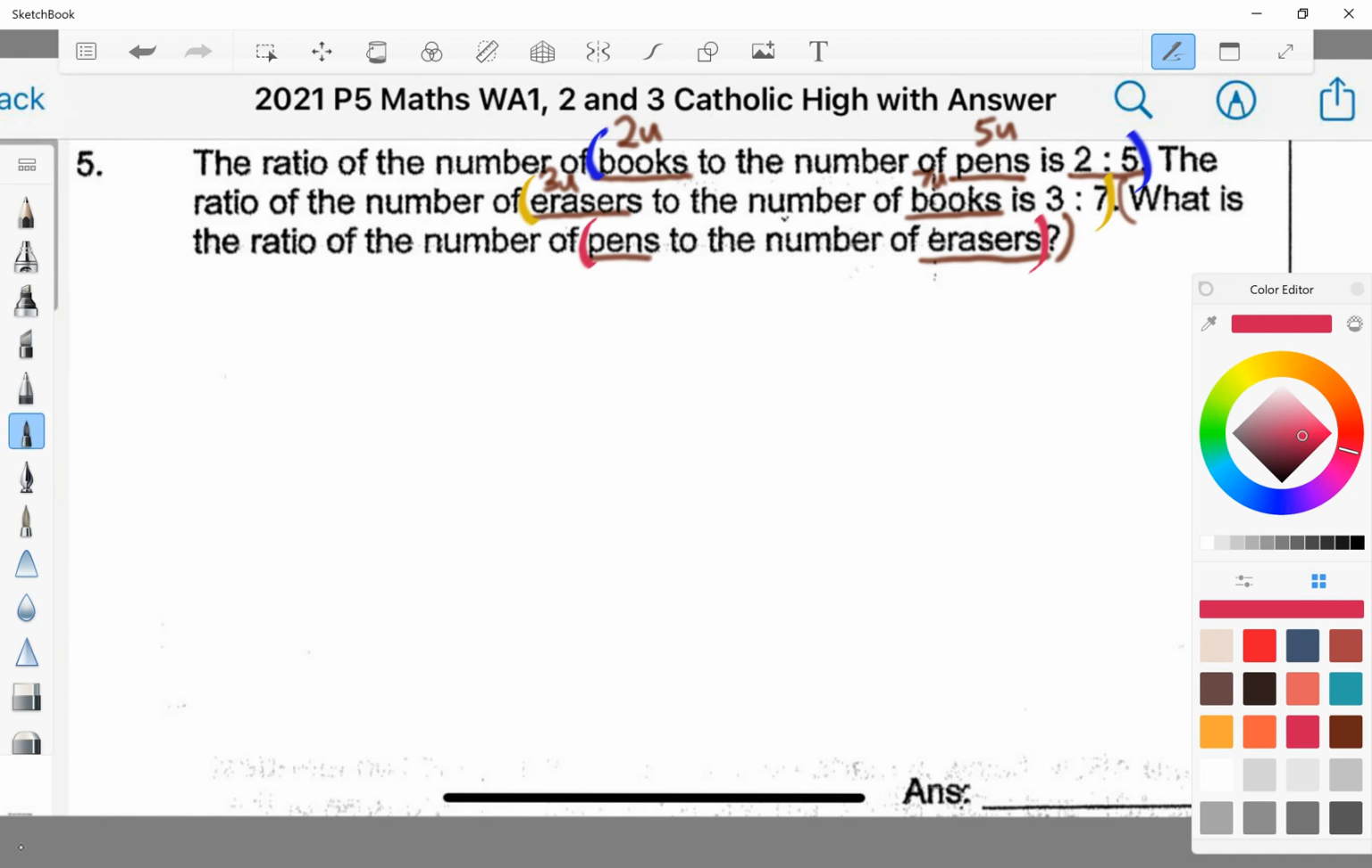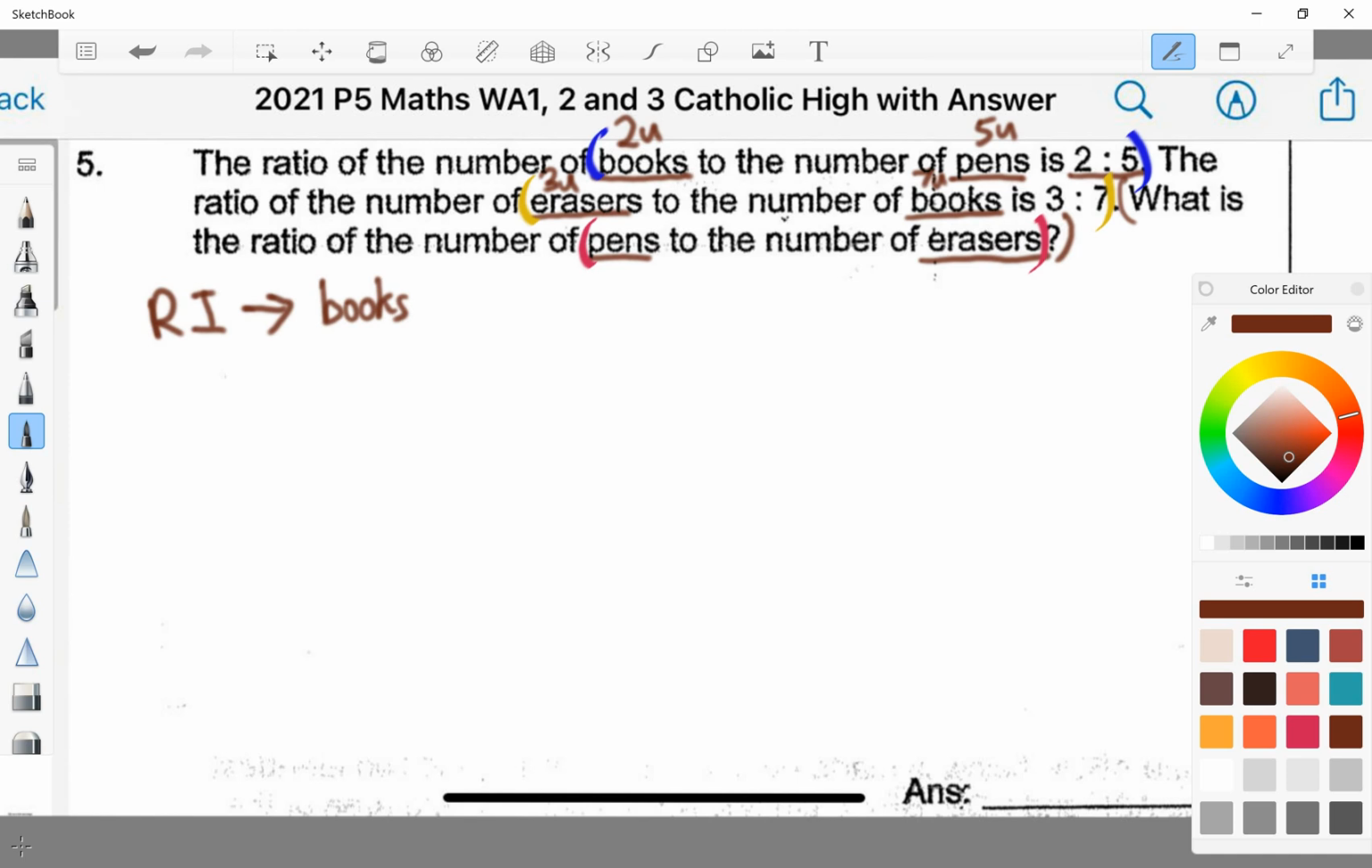Before we can proceed, we have to identify our RI. Okay? So our RI, our repeated identity, do you know which item has been repeated twice? So boys and girls, if you read carefully, books to pens followed by erasers to books. So this will actually mean that books will be our RI since books has been repeated twice. Okay? Books have been repeated twice.